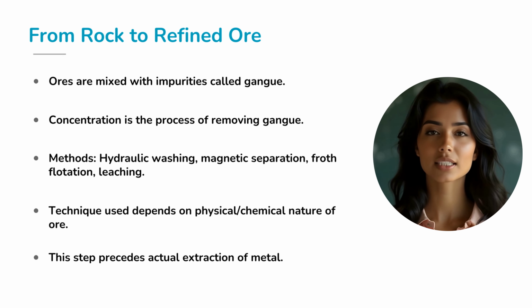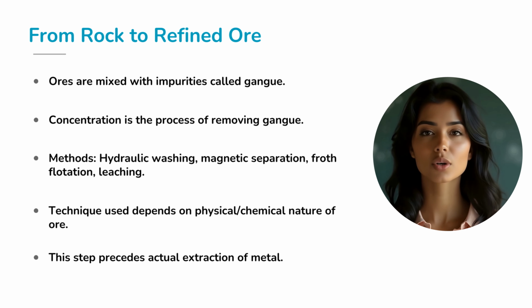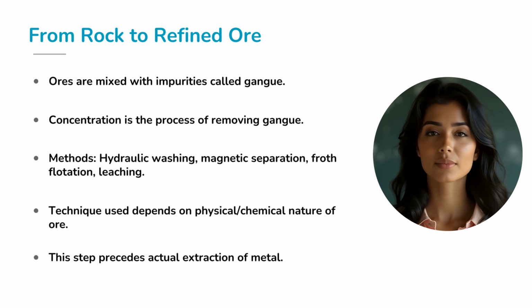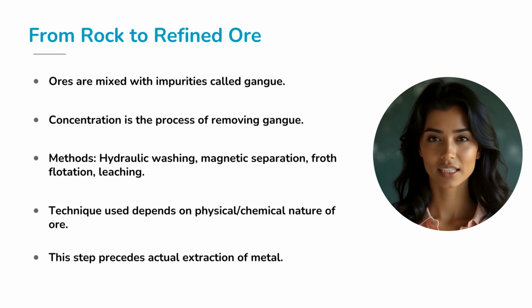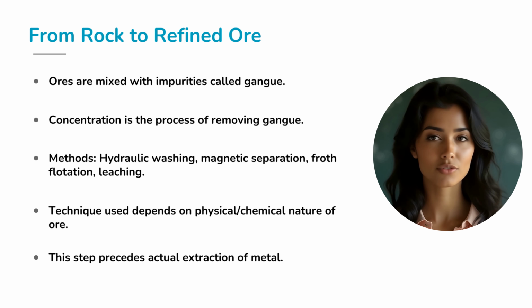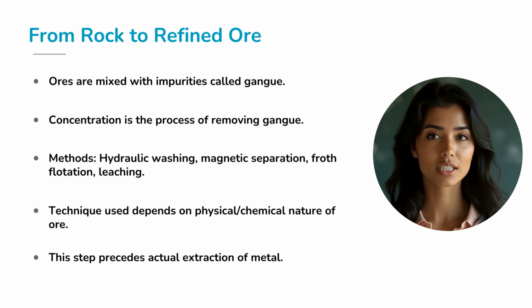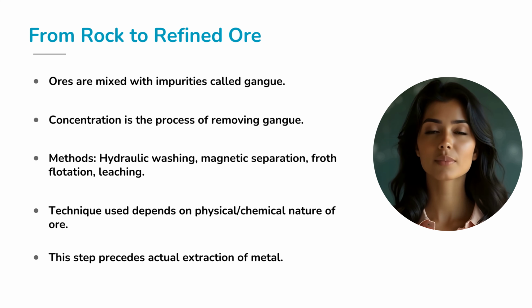Before we can extract the metal, we have to purify the ore. Raw ores are full of unwanted rocky material called gangue. This is where concentration comes in. It's the process of removing impurities to enrich the metal content. Depending on the ore, we might use hydraulic washing, magnetic separation, froth flotation, or even chemical leaching. Only after this step can we move on to actually freeing the metal from the compound.